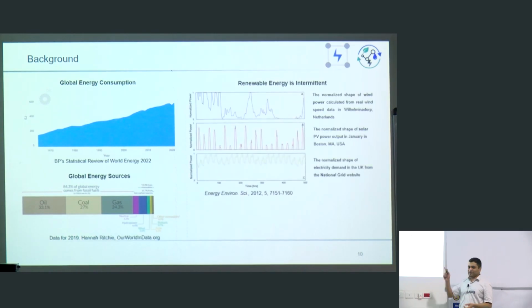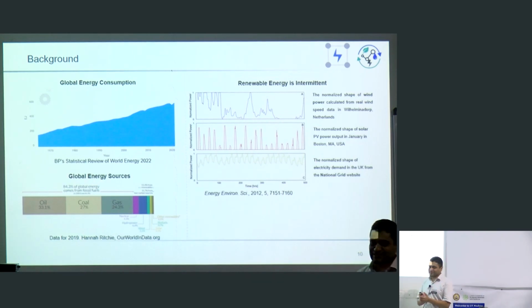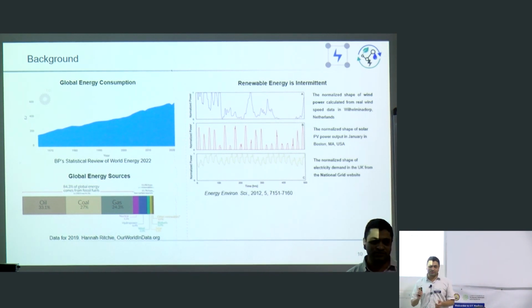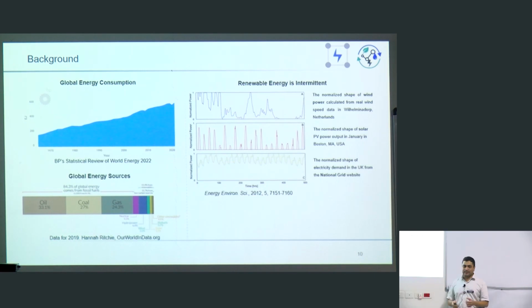So this is a graphic that sums it up very nicely. The top panel here is the wind power energy that is calculated from a plant in the Netherlands. The middle panel in red is the output that is created from a solar panel in Boston, and the bottom panel is the data from the national grid in the UK. So what they did is they just lined them up together. The x-axis is time in hours. So essentially, none of them have any kind of relationship between them.